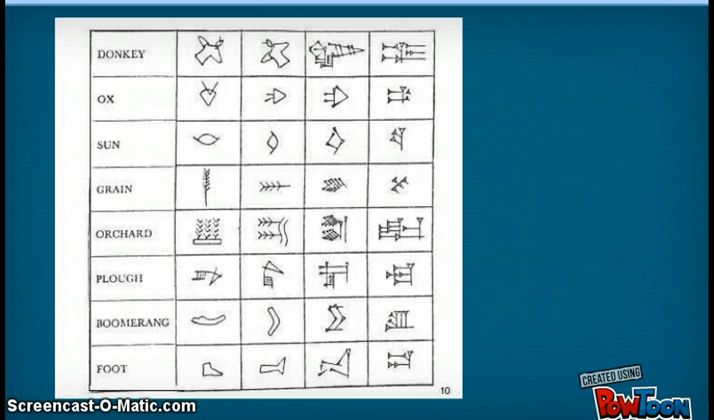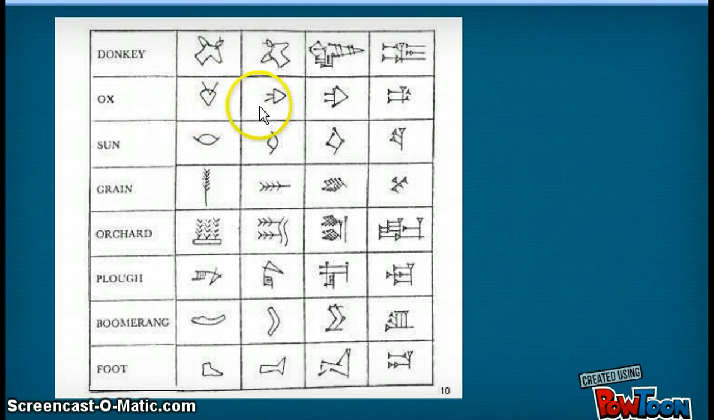And if you could check out this chart right there, you could see that at the beginning, a donkey's head may look exactly like this, exactly like a donkey's head. But later on in time, that changed to this, which later changed to this. This was the actual symbol for donkey many years later, to this, which actually looks nothing like a donkey.